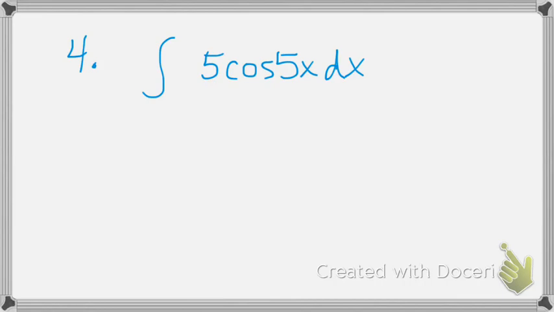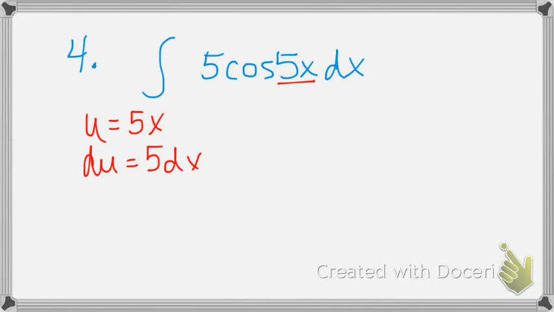Okay, so I told you that you always let u be whatever the thing is inside that if you were finding the derivative that you would do the chain rule on. So what do you think u is going to be? 5x. Okay, so du is going to be 5. Okay, so 5 and then your little dx if you want to put it there. So this is u. This part right here and this part right here is like du.